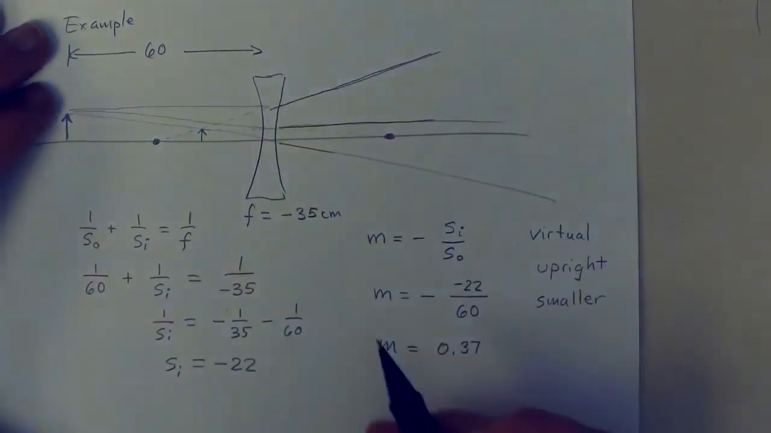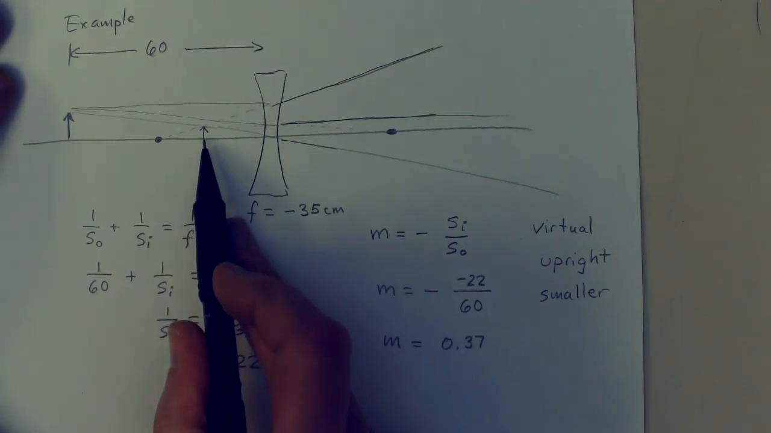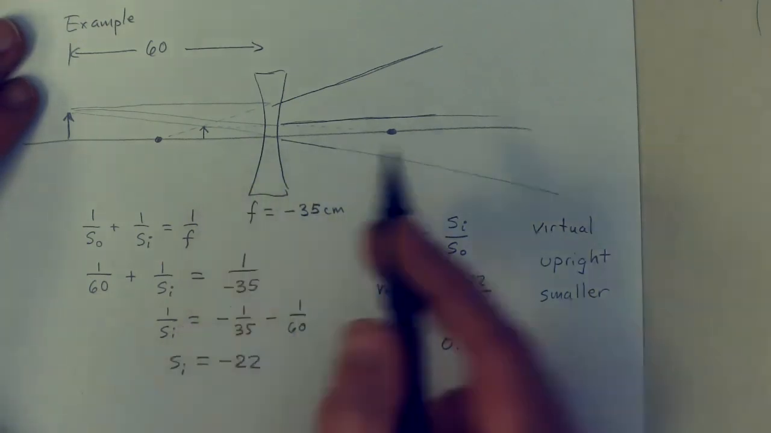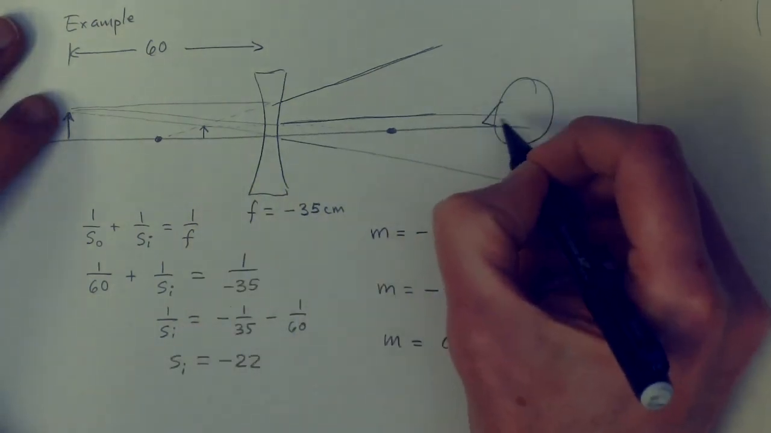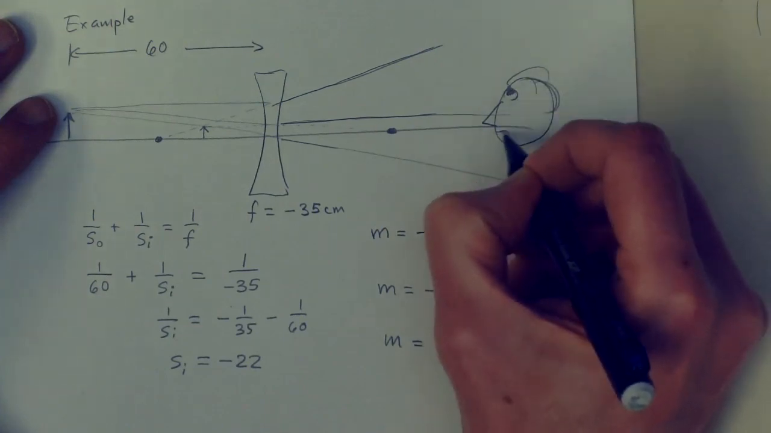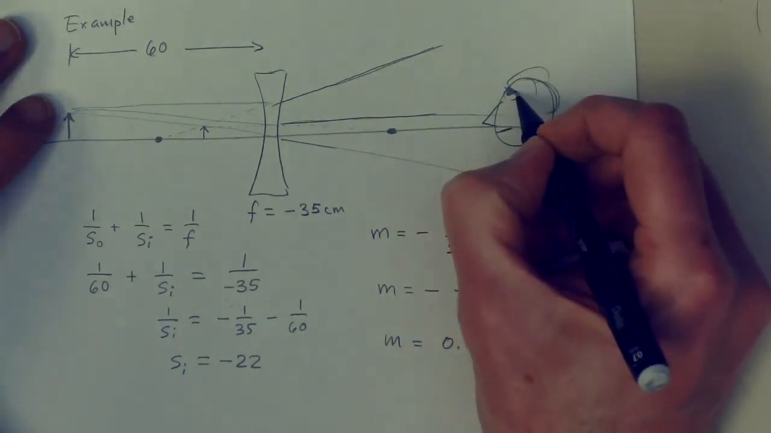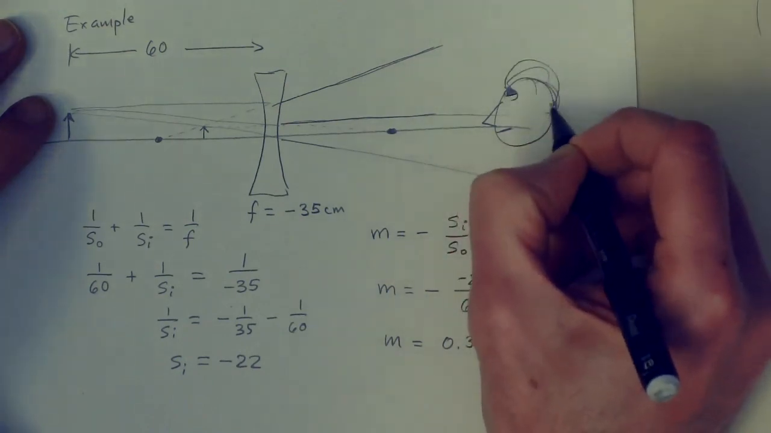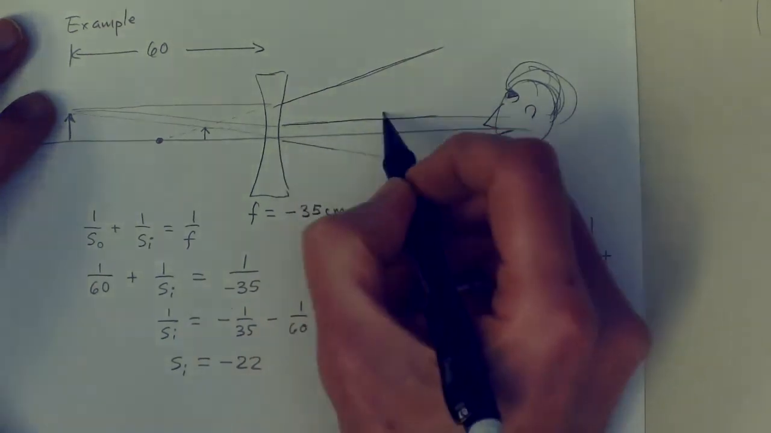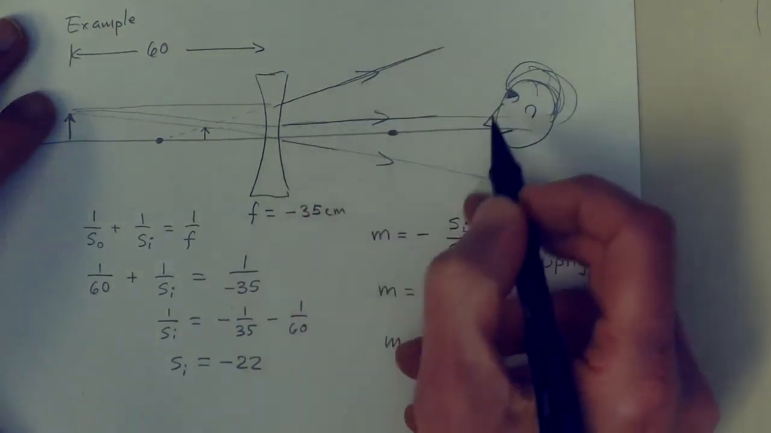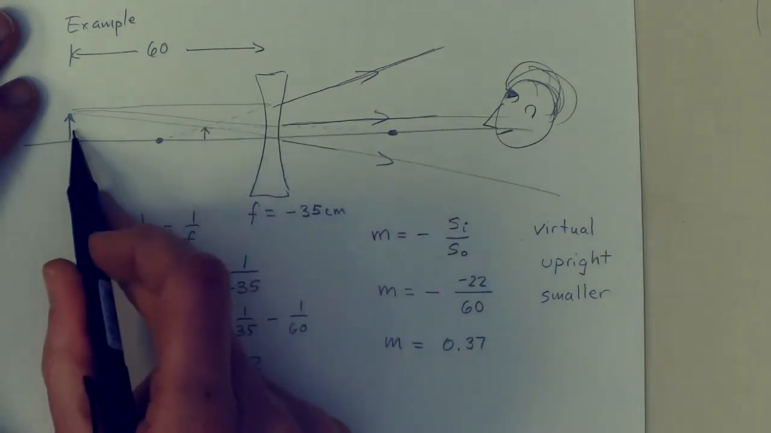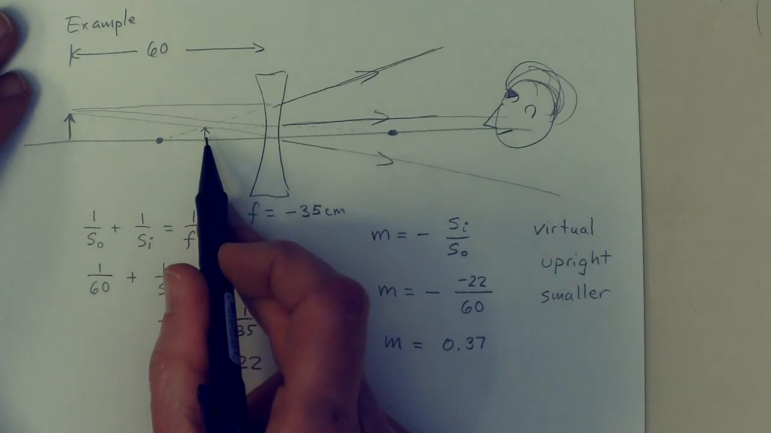How would you see such an image? If you tried to put a piece of paper here, nothing would happen. You wouldn't see anything on the piece of paper. To see that image, you'd have to be standing or looking from this side over here. I'm going to try and draw a person here. Here we go. Here's our person who's looking, and they're looking at these rays. These rays would be getting into their eyes, and they would be able to see this point here. They would not see the original object. They'd see it right here, and it would look very small.